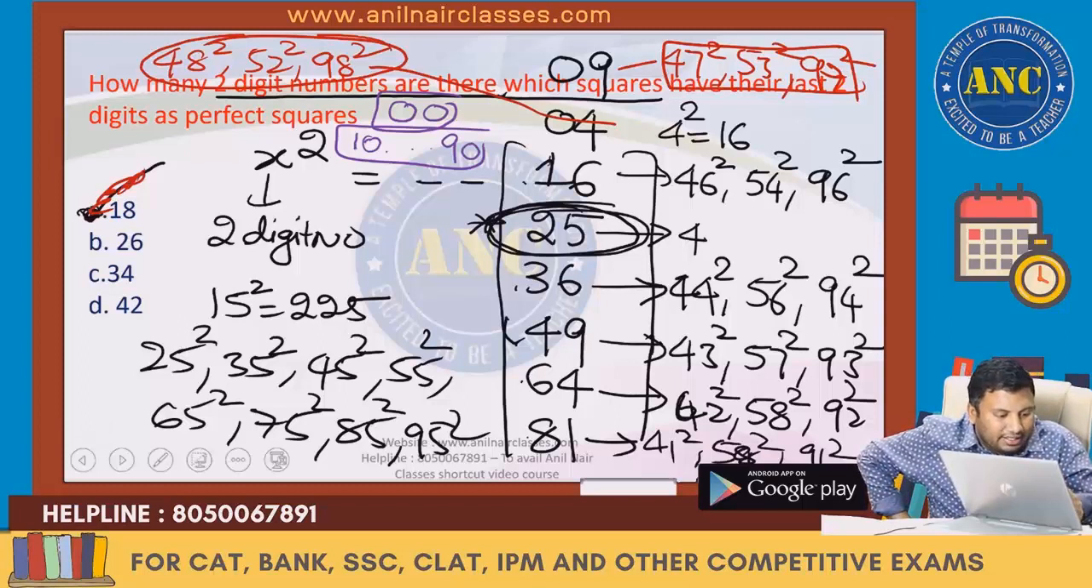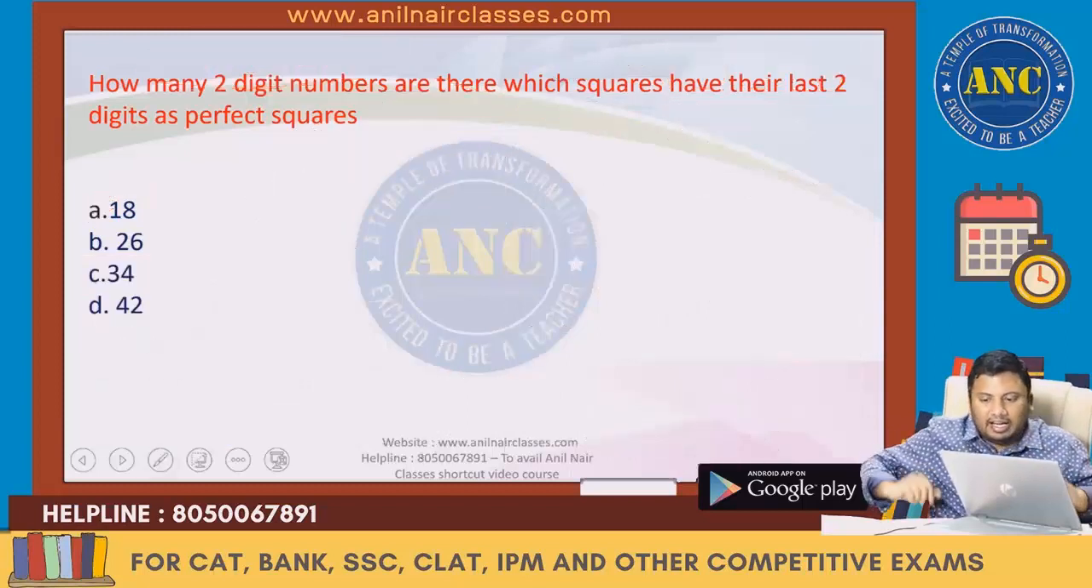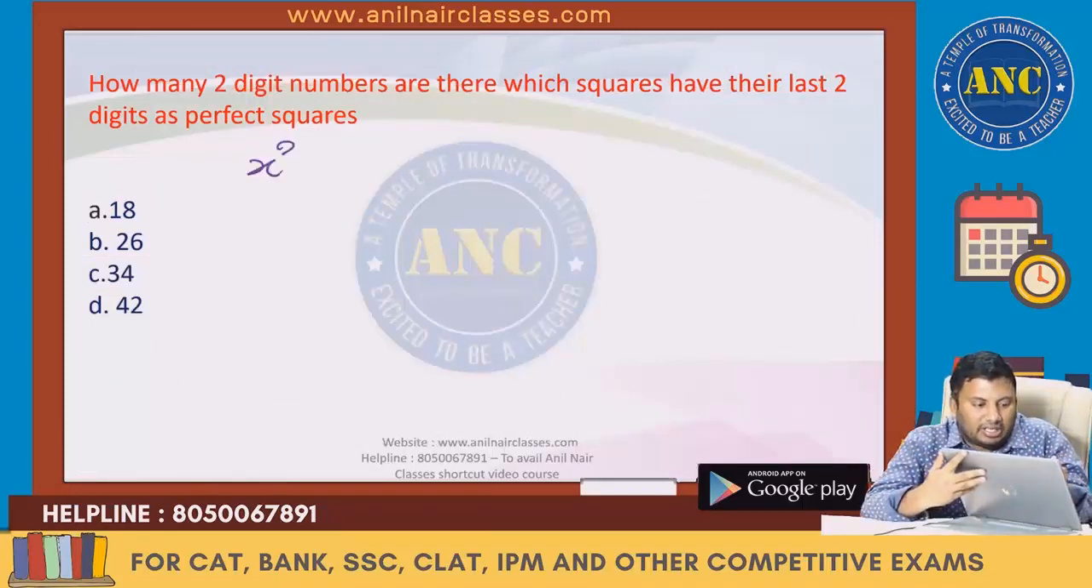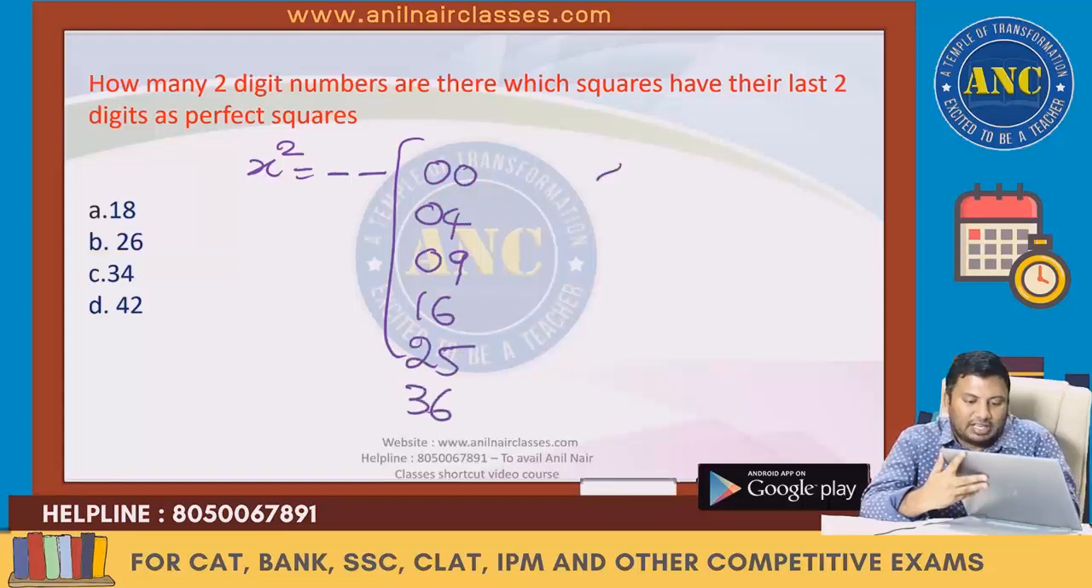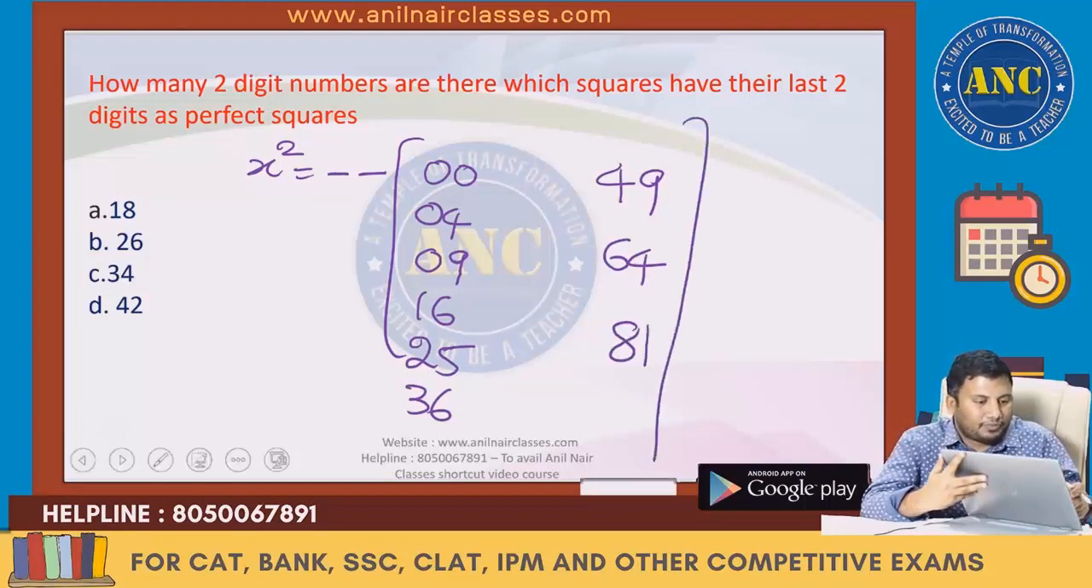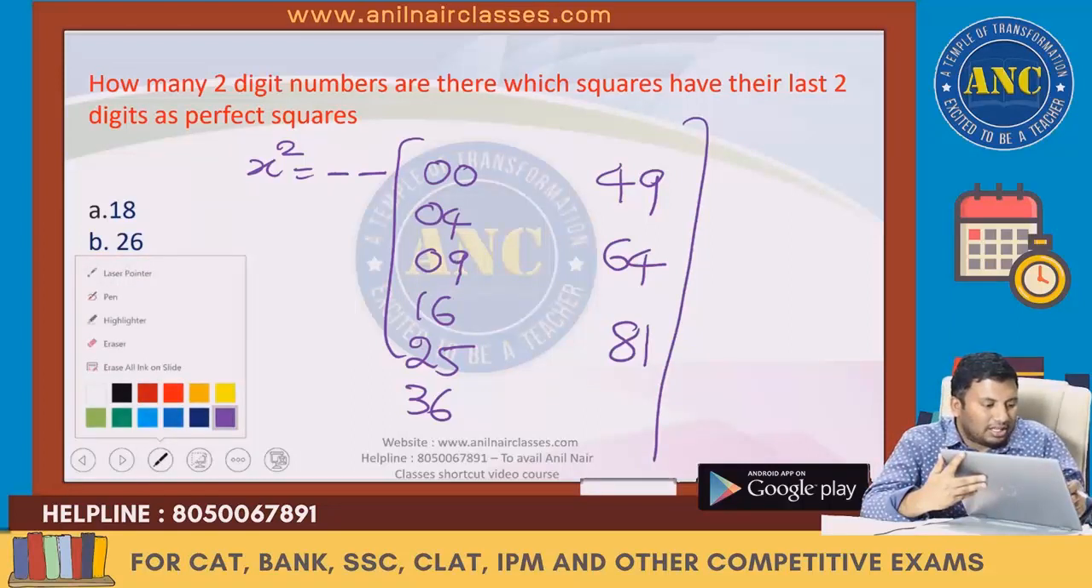I will write it again clearly. There is a 2-digit number. The last 2 digits are perfect squares: 00, 04, 09, 16, 25, 36, 49, 64, 81. These are all the cases.